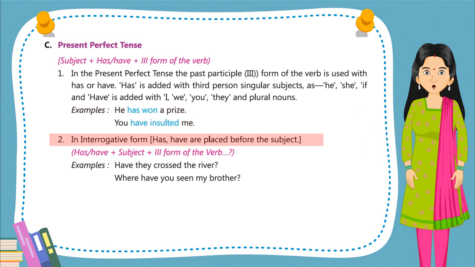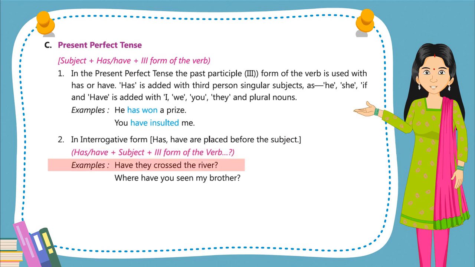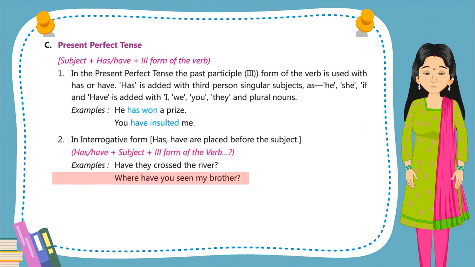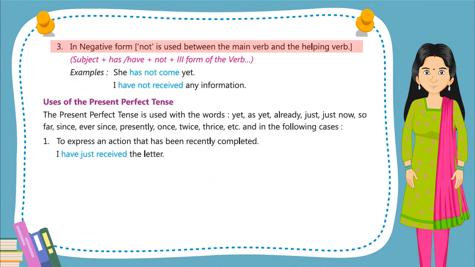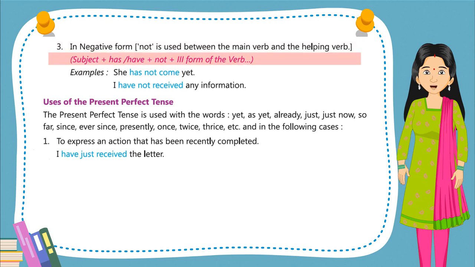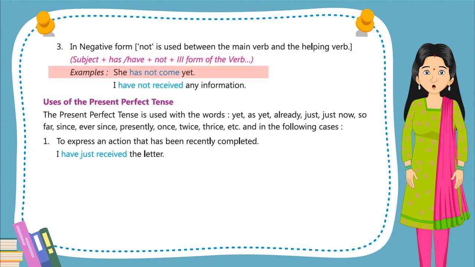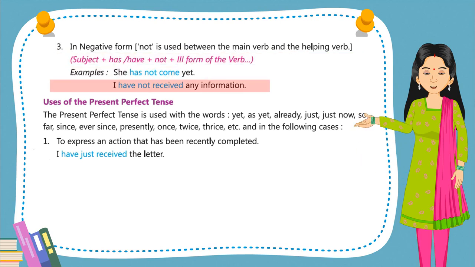2. In interrogative form, has, have are placed before the subject. Has, have plus subject plus 3rd form of the verb. Examples: have they crossed the river? Where have you seen my brother? 3. In negative form, not is used between the main verb and the helping verb. Subject plus has, have plus not plus 3rd form of the verb. Examples: she has not come yet. I have not received any information.